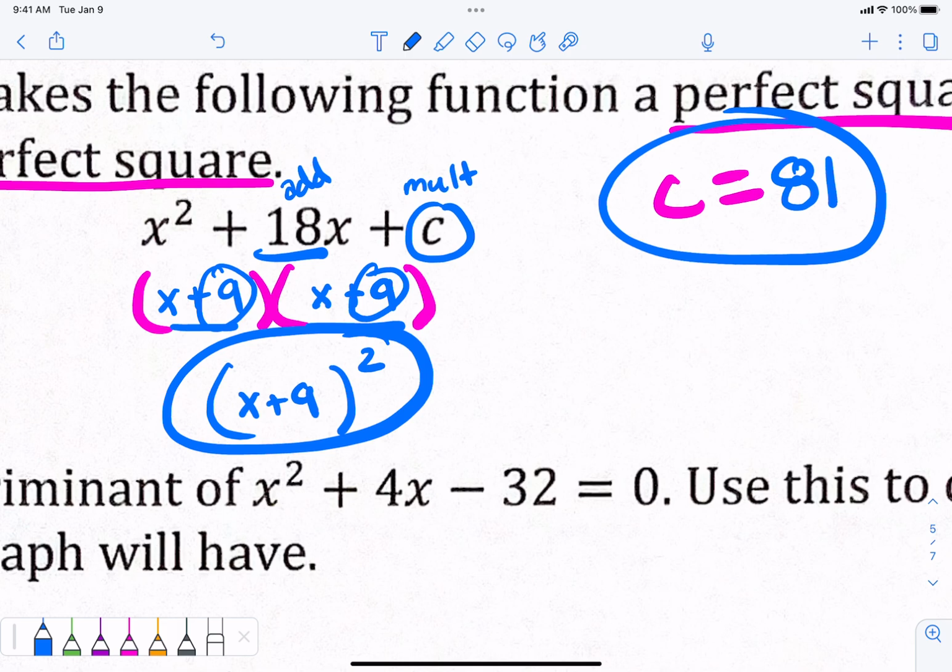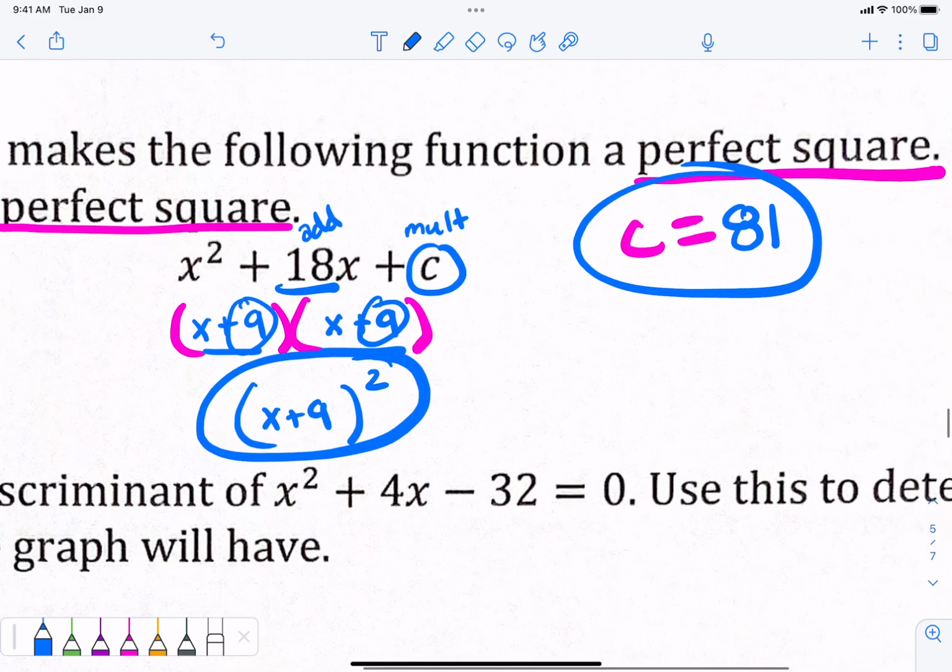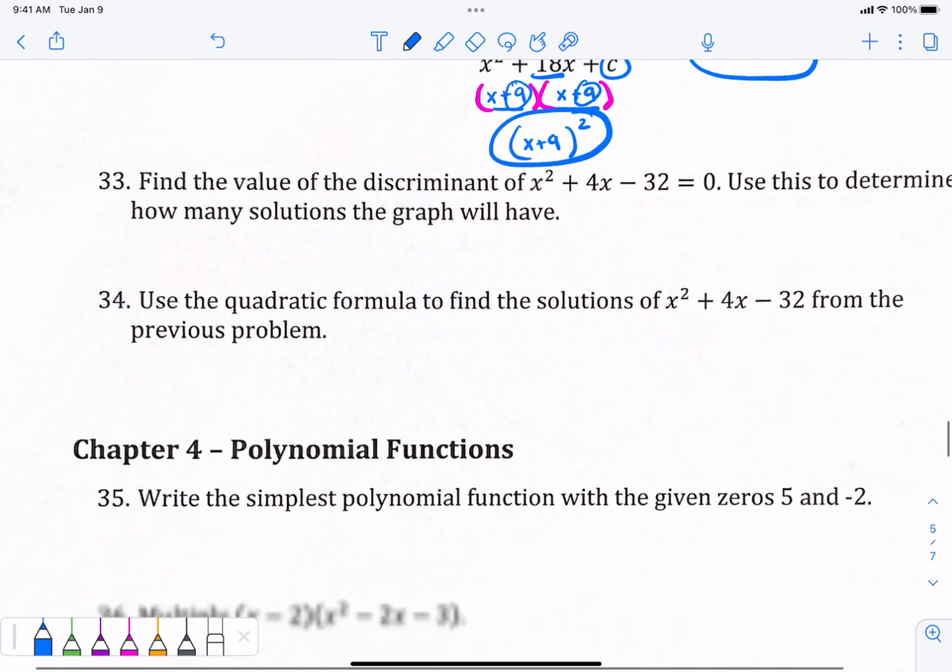True or false? Your C value will always be positive. True, because even if it's negative 9 and negative 9, it will be positive 81. So true, your C value will always be positive. Perfect. Okay, moving on to the next one.